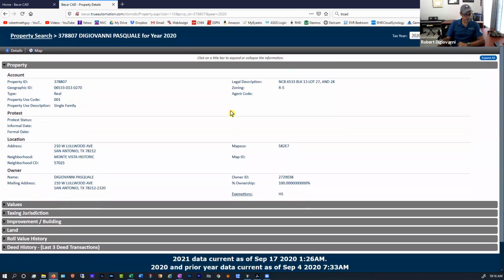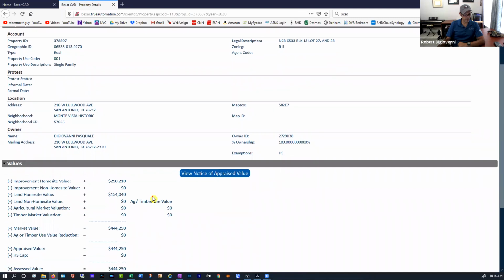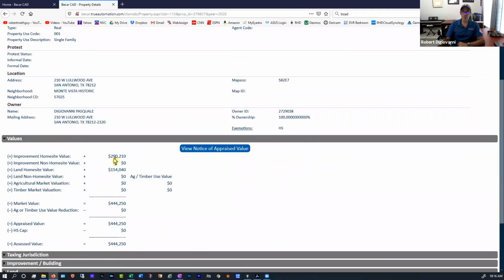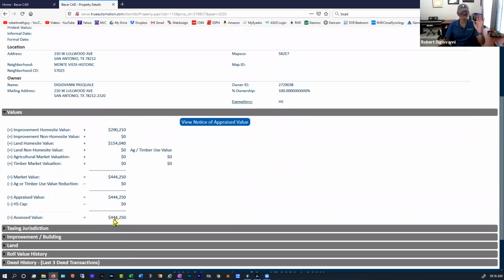Okay, and here's the home. It's at this address, and then here's the value. So the value of the home is the assessed value of this house, and this is not me, this is someone else, is $444,250. Okay, 290,000 of that is the value of the actual house that's sitting on the lot. The land that they're sitting on is worth 150,000. So the land is worth something and the house is worth something.